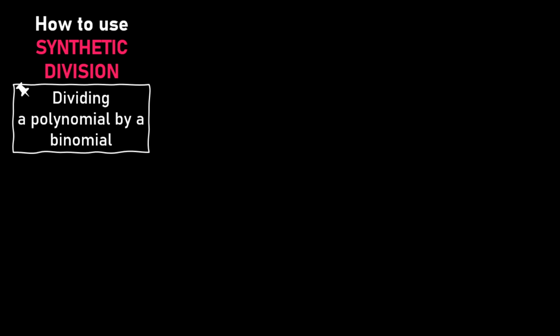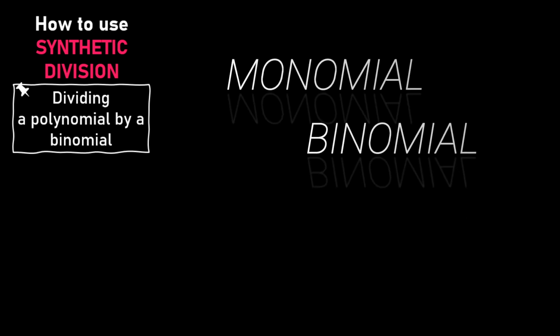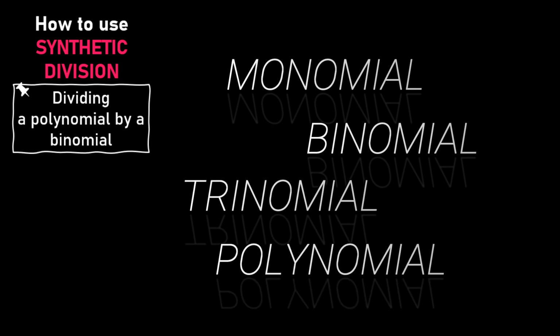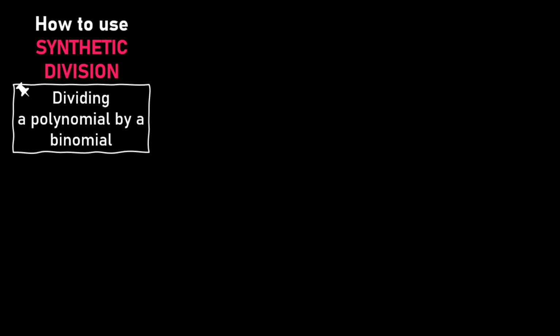Dividing a polynomial by a monomial, binomial, trinomial, or any other polynomial is solvable when we use long division. But if you only have to divide a polynomial by a binomial, there is a faster and easier way, and that is synthetic division. Take note of this. Synthetic division is applicable if and only if the divisor is a binomial. Let us try to solve some examples.